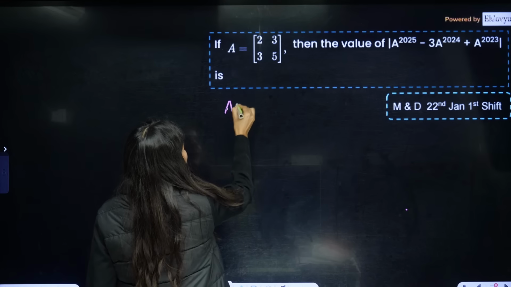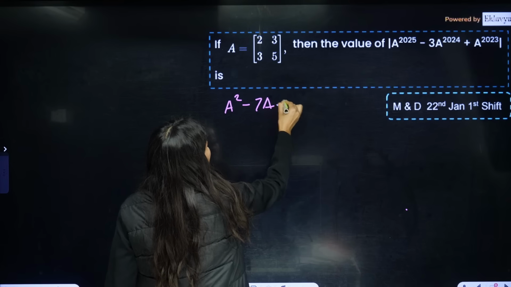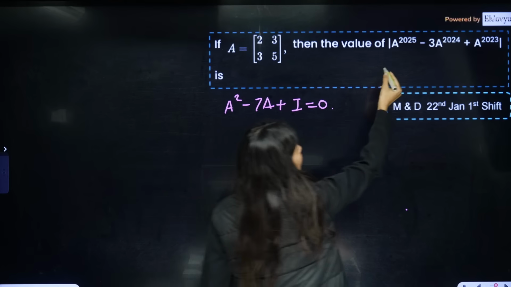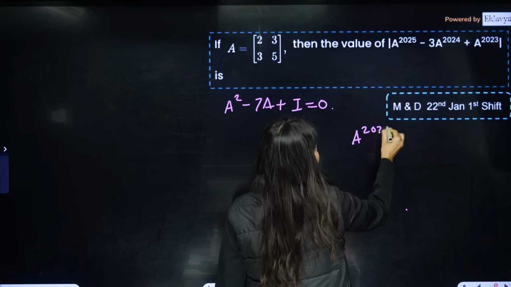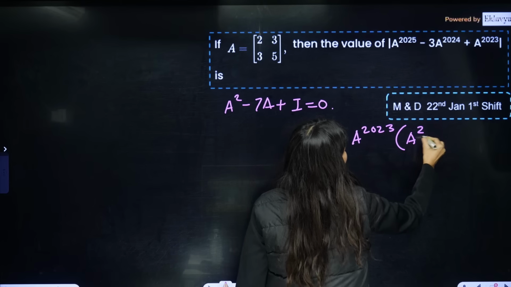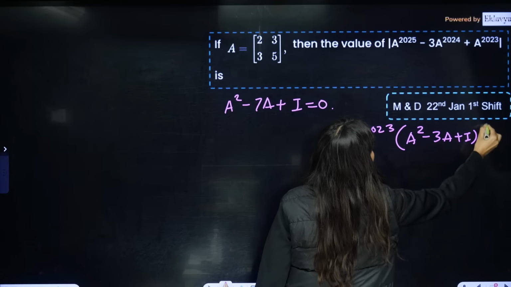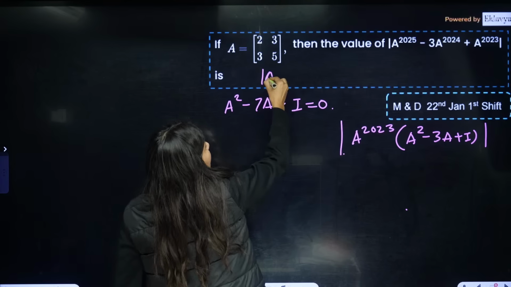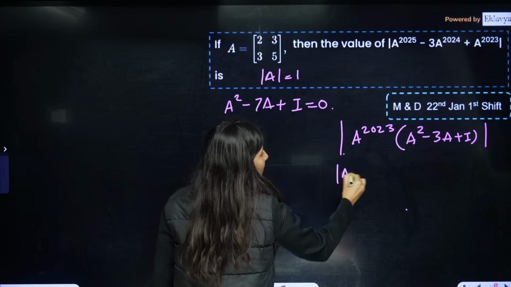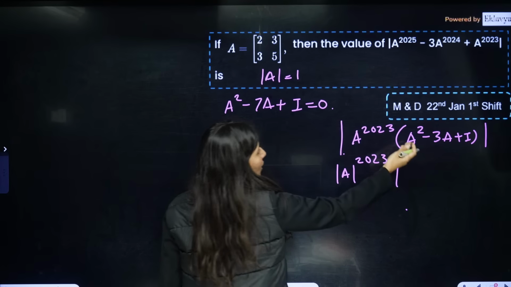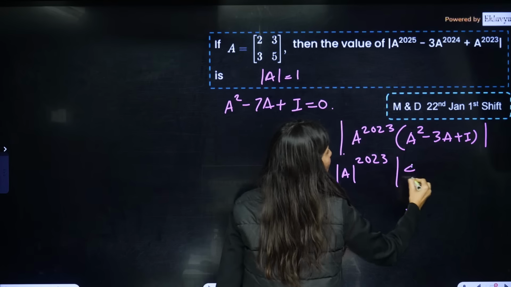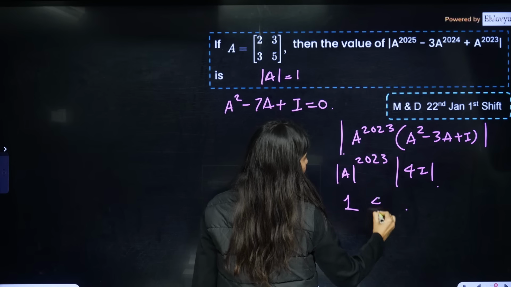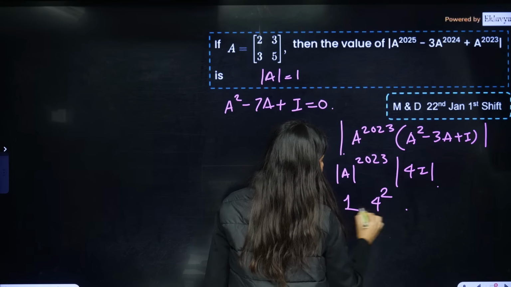Let me write A square minus 5 plus 2, 7A plus 5 2s are 10 minus 9, so plus I is equal to 0. Okay, from here if I take A power 2023 common, A square minus 3A plus I, determinant, A power 2023. So please understand determinant A is 1. So this is 1 only, A power 2023 and this is what? A square minus 3A plus I is 4I. So this is going to be 1 and this is 4, right? So this is going to be 4 square and I is 1. So this is just 16.